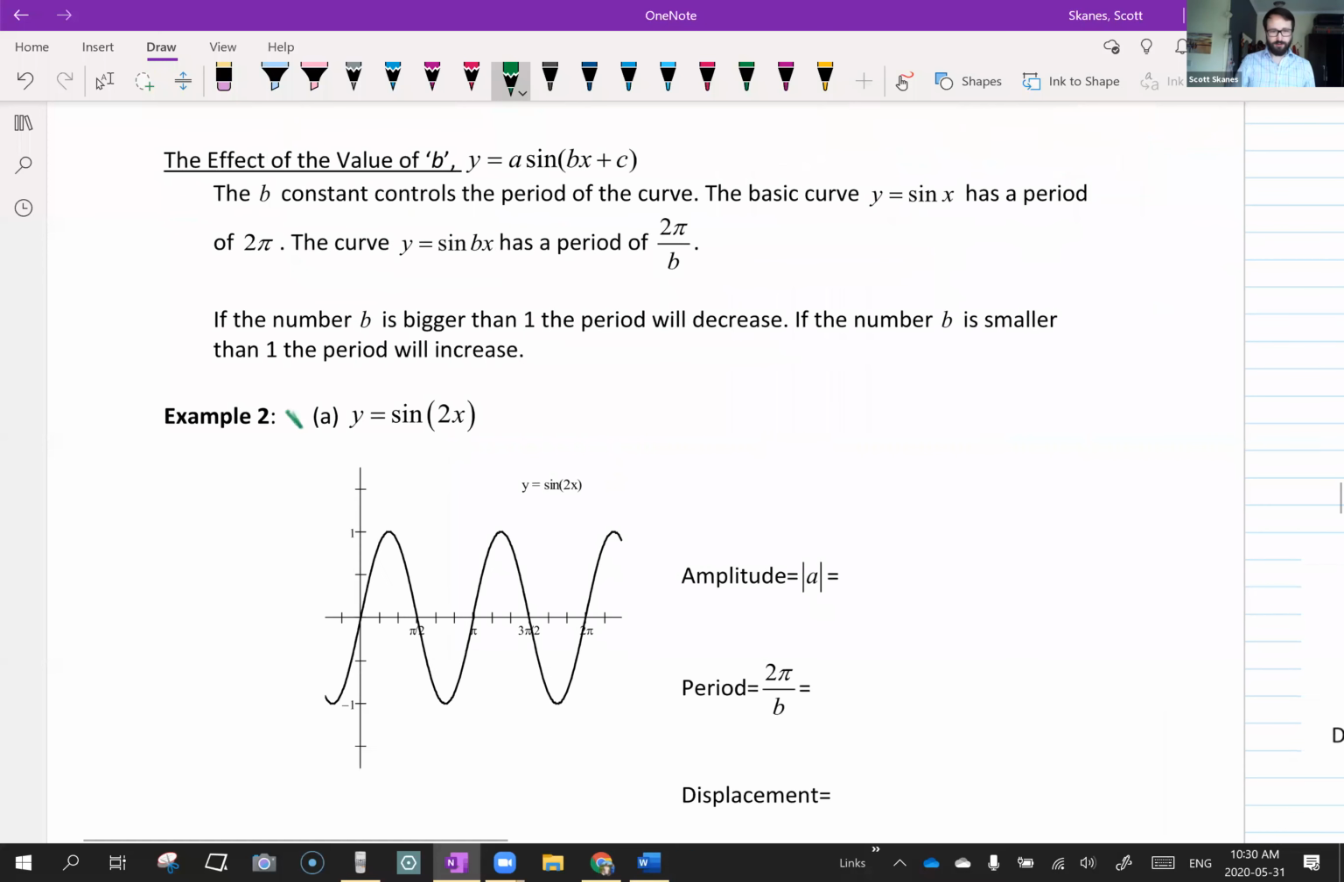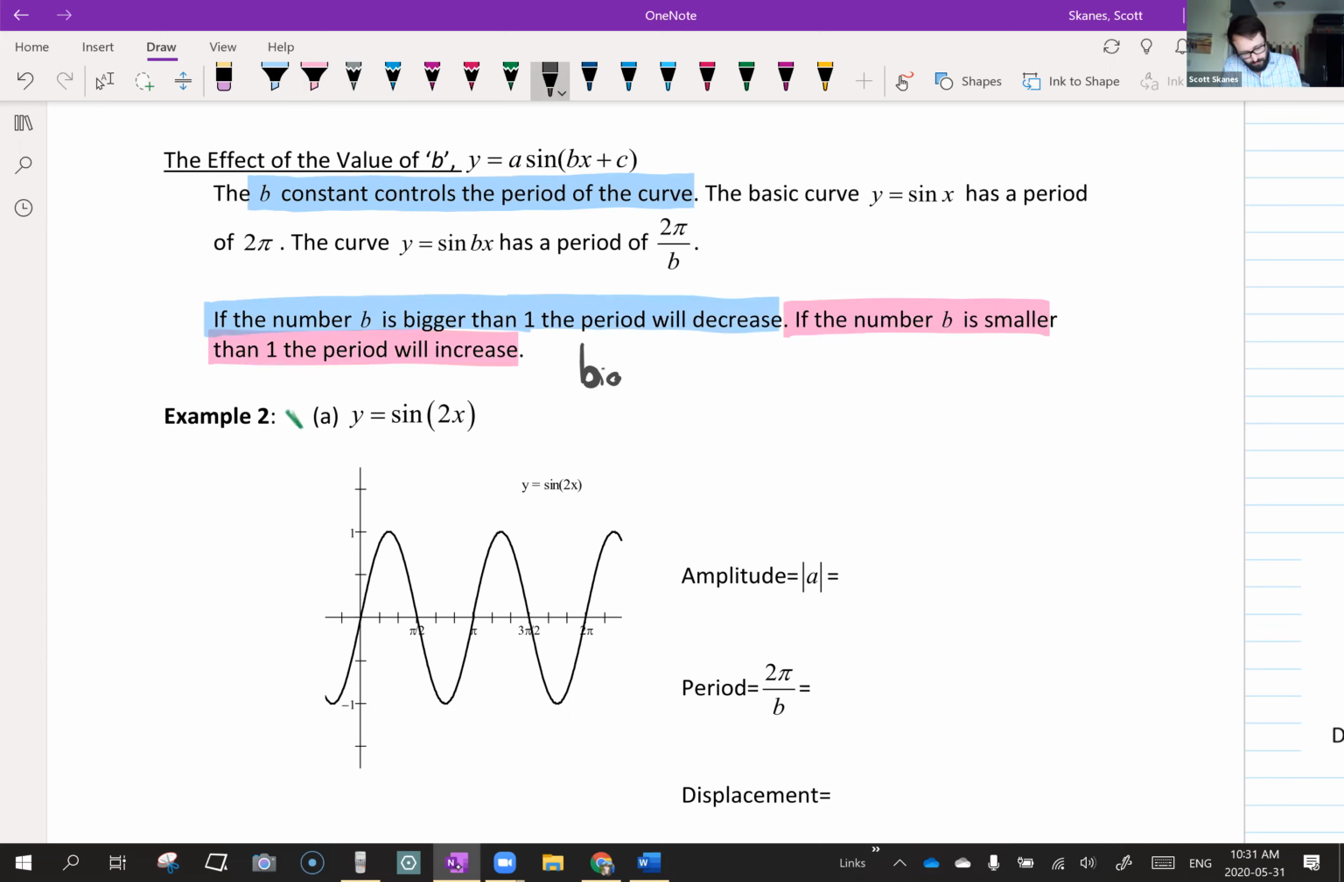What's the effect of B? Well, we already talked about this. I said that B controls the period of the curve, so it affects the period. The bigger the B value, the more squished it is, which means it has a smaller period. If it's a really small B value, it's the same as pulling it bigger, and it has a wider curve, which means it has a bigger period. So if the number B is bigger than 1, the period will decrease. If the number B is smaller than 1, the period will increase.